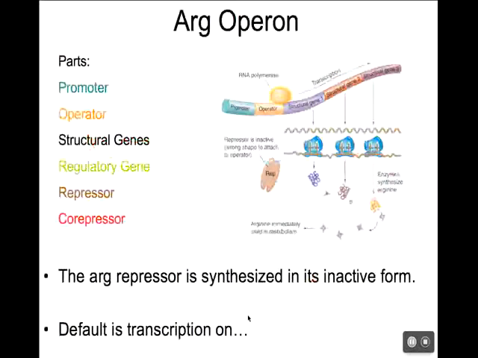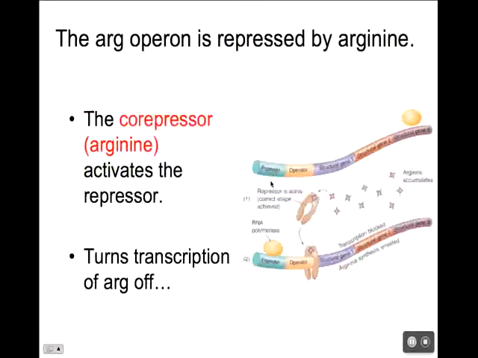So again, for the Arg operon, the structural genes encode enzymes that synthesize arginine. Normally that's on. Normally you need to have the production of arginine, so this repressor is inactive. But if arginine shows up in high quantities, it will bind to the repressor and activate it. Arginine acts as what we call a co-repressor, and that allows that active repressor to bind to the operator and stop transcription.